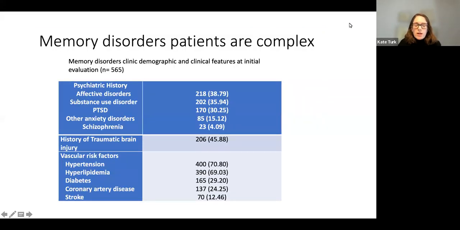We also learned through looking at these data that our memory disorders population is complex at the VA. Many had a psychiatric history. Almost 40% had a mood disorder or substance use disorder or both. PTSD was quite common. And traumatic brain injury history of one or more events was also quite common. Almost half of our patients had reported this. And vascular risk factors, including hypertension and hyperlipidemia, were present in nearly 70% of cases.